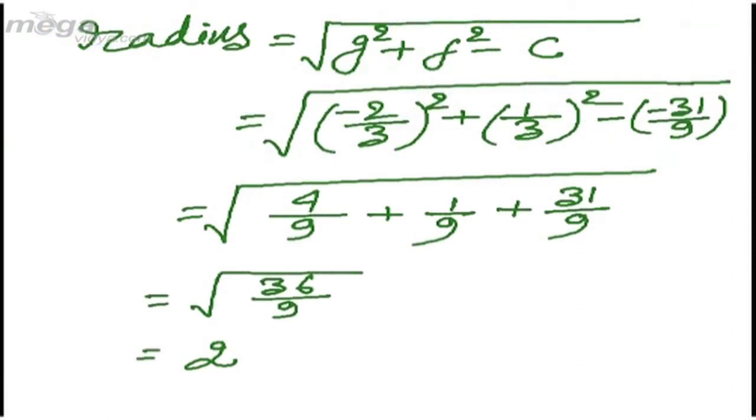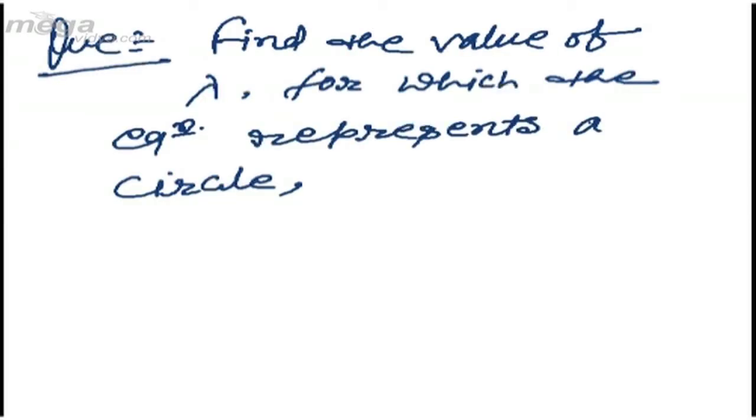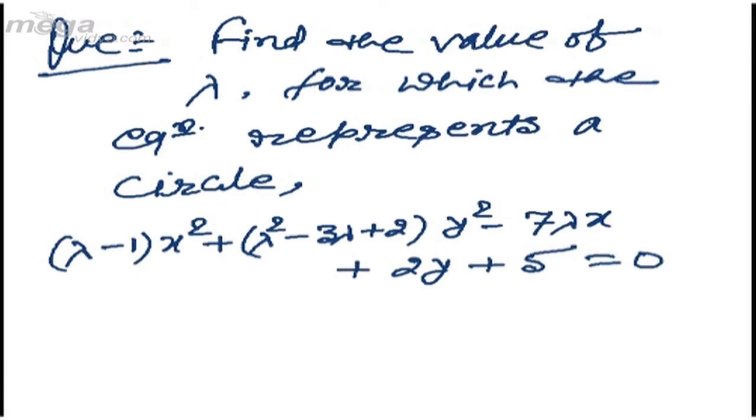Now student, I am taking here the next question. So the question is, find the value of lambda for which the equation represents a circle. And the equation is, lambda minus 1 x square plus lambda square minus 3 lambda plus 2 into y square minus 7 lambda x plus 2y plus 5 is equal to 0.